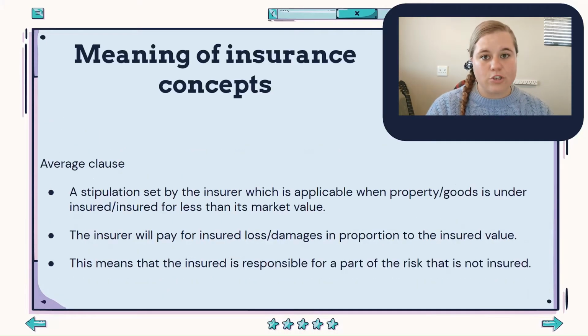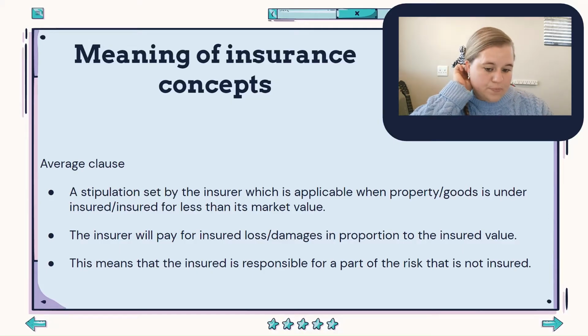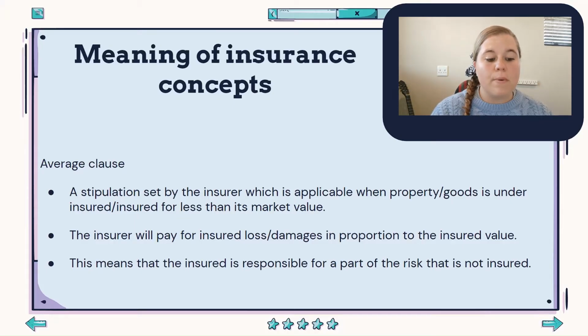Then we have the average clause. This is a stipulation set by the insurer which is applicable when property or goods are insured for less than their market value. The insurer will pay for insured loss or damages in proportion to the insured value. This means that the insured is responsible for a part of the risk that is not insured.